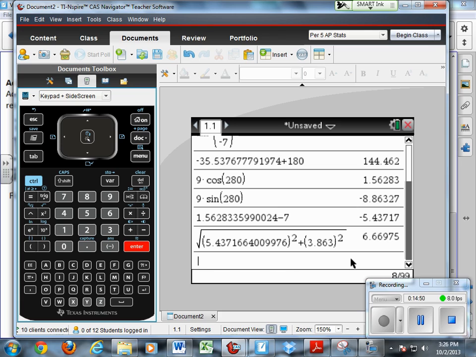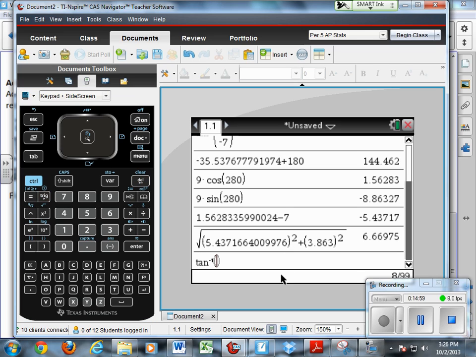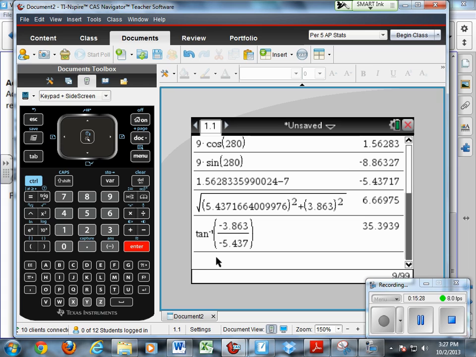I've got to get it from here. Inverse tangent of, except I want y, I want the 3.863 first. Negative 3.863 divided by negative 5.437. If I had all these on my calculator, I'd be just subtracting them. That gives me 35.39. I forgot to add 180 to that. We'll add 180. And there's 215 degrees, approximately 215.4 degrees.